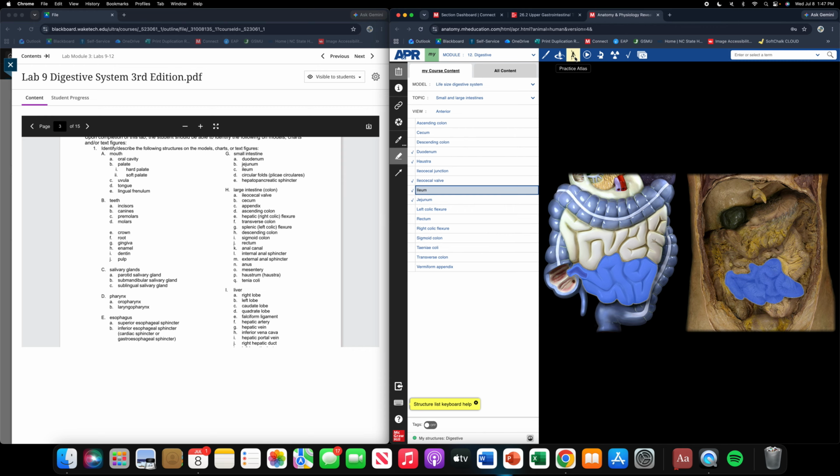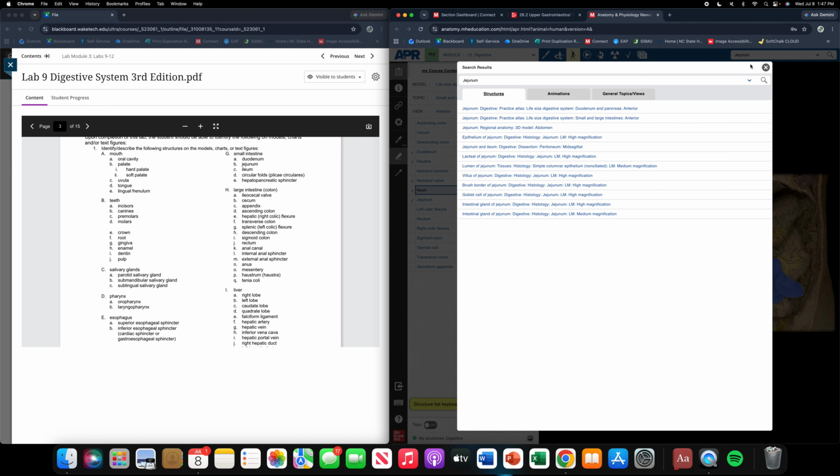I'm under the practice atlas, life-size digestive system, small and large intestines. And I need to remember to highlight this more. You can go and search jejunum, and you can see all the different ways where it's being presented. Make sure you just read it, right? If it says here you're being able to see the actual practice atlas image we were just working in. 3D models, these are actually models that you can rotate around, and then histology. So those would be micrographs, microscopic images of the histology of those structures.